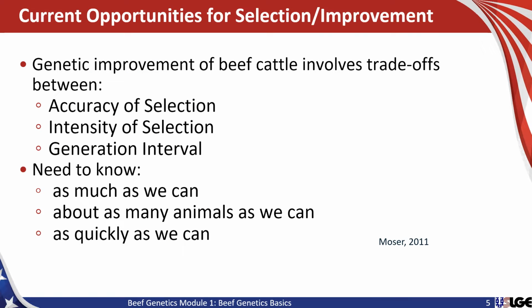The current opportunities we have for selection or genetic improvement in beef cattle involve trade-offs, and those trade-offs include the accuracy of selection, or how reliable or useful the data is that we use in our selection decisions, the intensity of selection, or how choosy we are in which animals that we decide to move into the breeding herd, and lastly, generation interval, or how quickly we turn over our populations under selection. At the end of the day, we need to know as much information as we can about as many animals as we can, as quickly as we can.